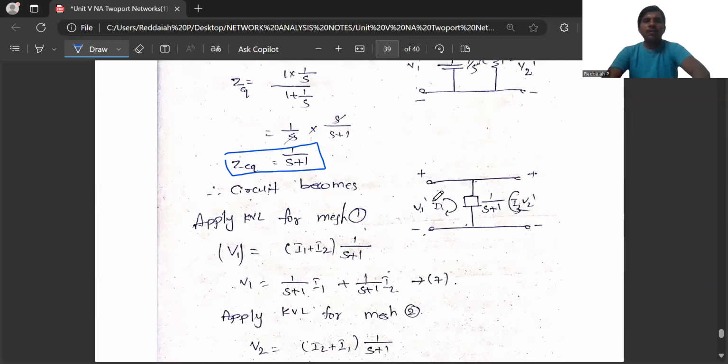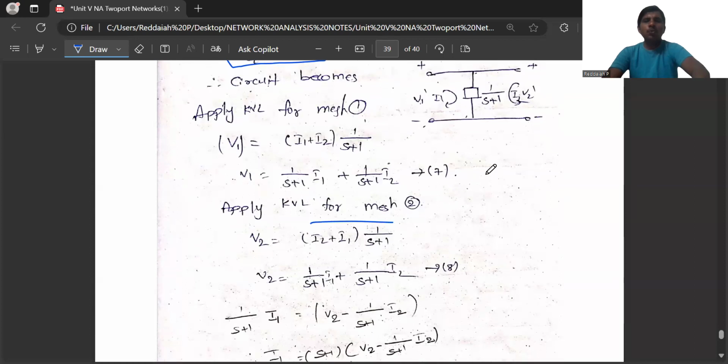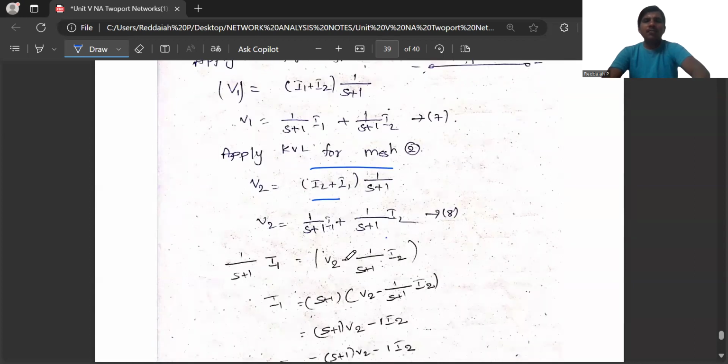Apply KVL for loop 1 or mesh 1, and apply KVL for loop 2, then you will get V1 equal to (I1 plus I2) times (1 by S plus 1). Make it as equation 7. Apply KVL for mesh 2, V2 equal to (I1 plus I2) times (1 by S plus 1). Make it as equation number 8.